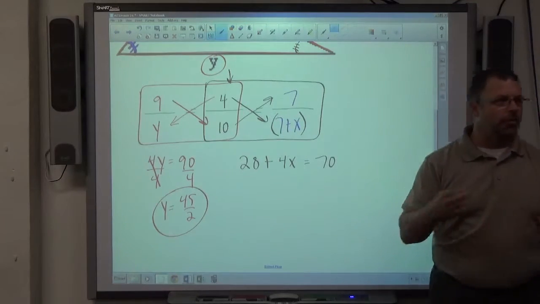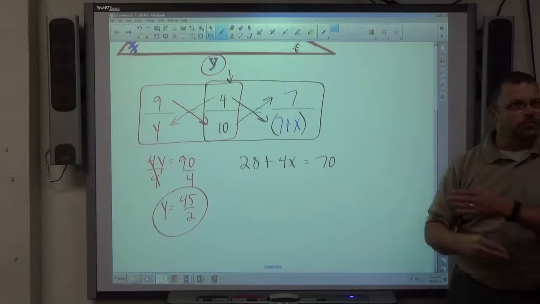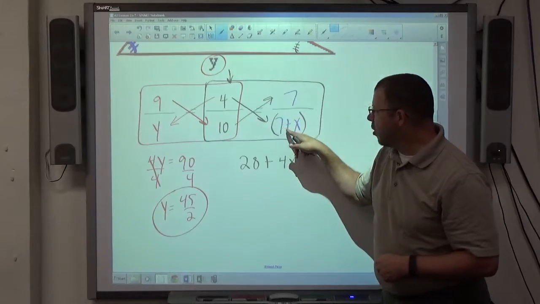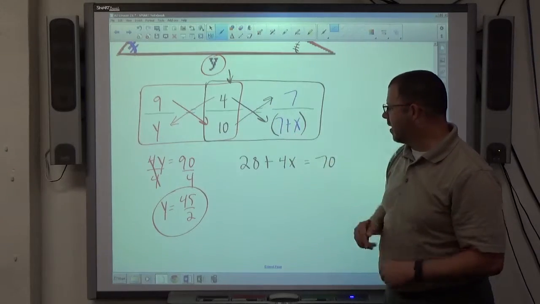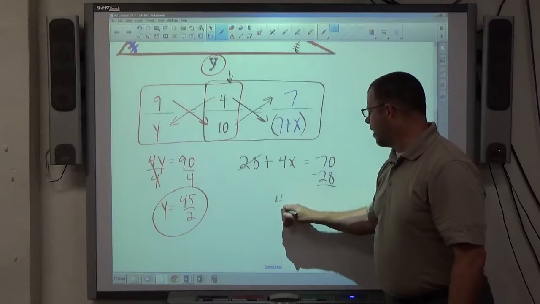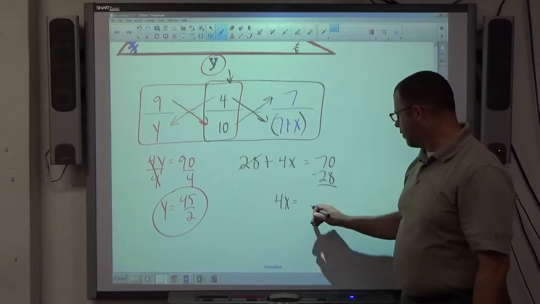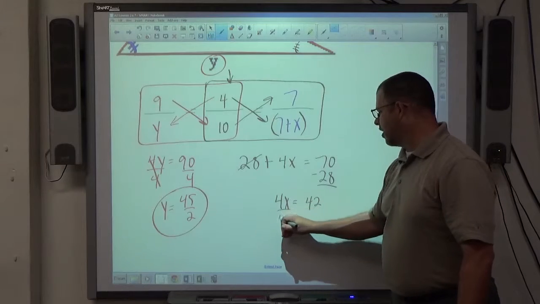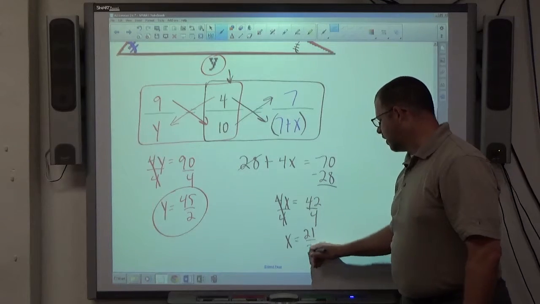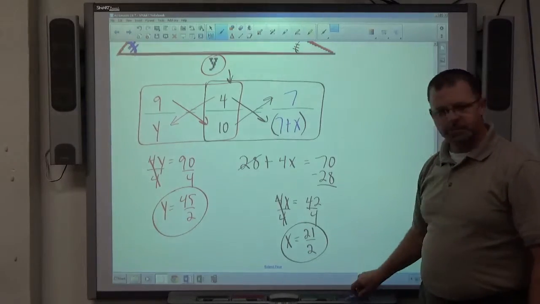So be careful the distributive property is happening when you're distributing, or I should say when you're cross multiplying. Single thing times multiple things, multiply both things by that number. Move the 28 over. So 4x is equal to, looks like 42. Divide both sides by 4. Again, reduce if possible. 21 over 2 is the best answer for that one.